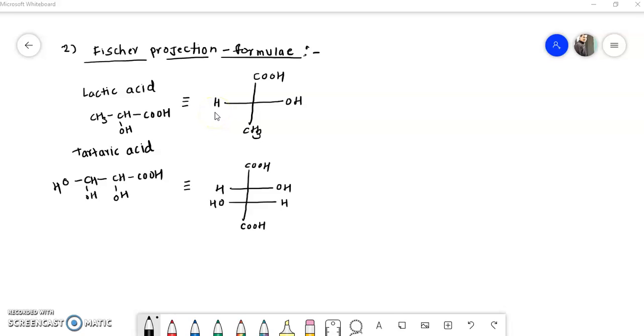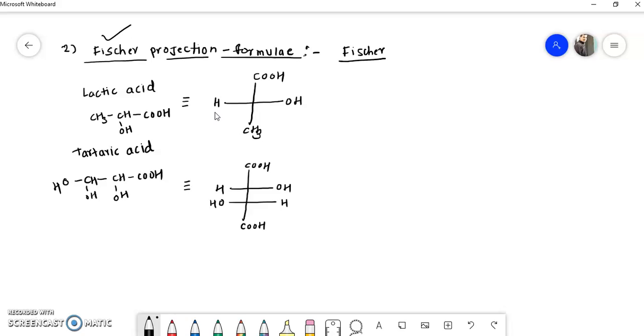Okay, now first of all we will see what is this Fischer projection formula. Remember, this method was developed by the scientist known as Fischer. Okay, he developed this method of representing the molecule in two dimensions. Now I will take two examples of how to draw the Fischer projection formula, and then I will explain how it is drawn.